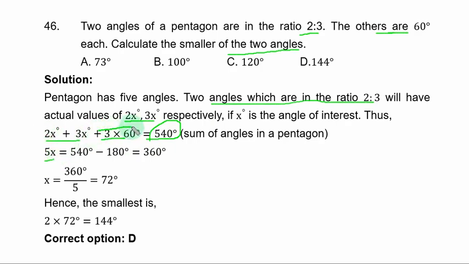Here is 180 degrees. You transfer it to the right-hand side and you have 540 degrees minus 180 degrees, and you have 360 degrees. To get x, divide both sides by 5, and x is equal to 72 degrees. The smaller of the angles is the one with ratio 2. So you multiply 72 degrees by 2 and you have 144 degrees. Hence, D is the correct option.